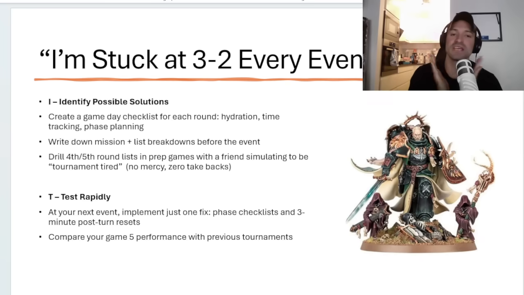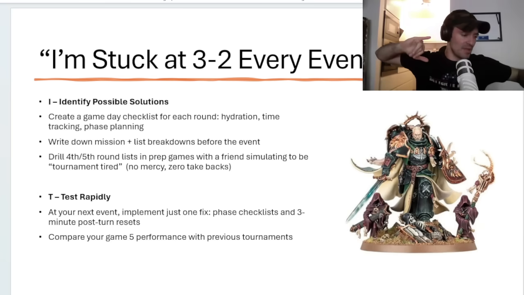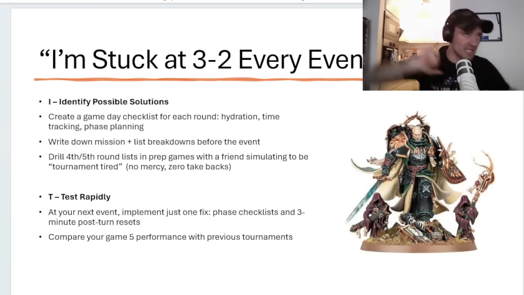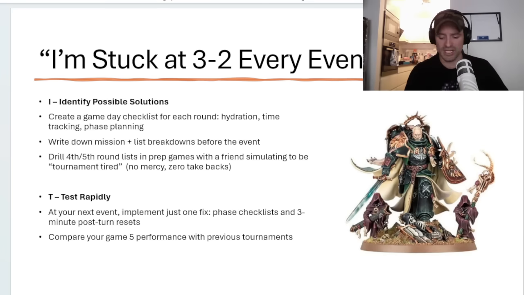Let's create a game day checklist for each round. Hydration, time tracking, phase planning, making sure that I actually got enough rest the night before, making sure that my blood sugar is stable. Let's write down the missions and the list breakdowns before the event. So maybe before the event, I look at who's going to attend. I generally know the good players in my area, and I make sure I study their list.